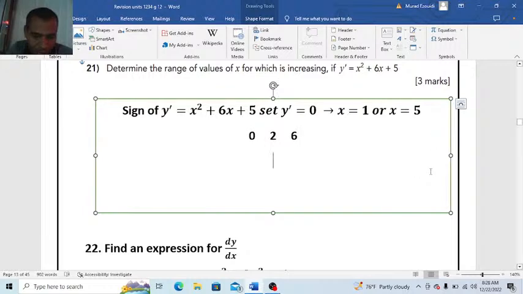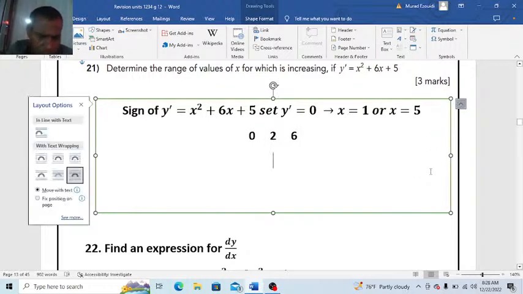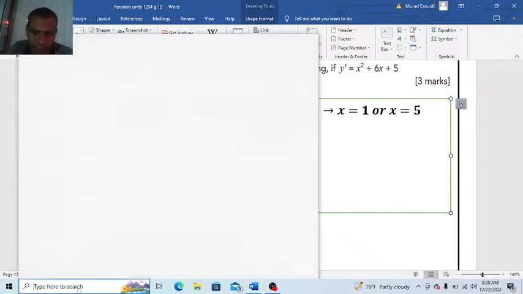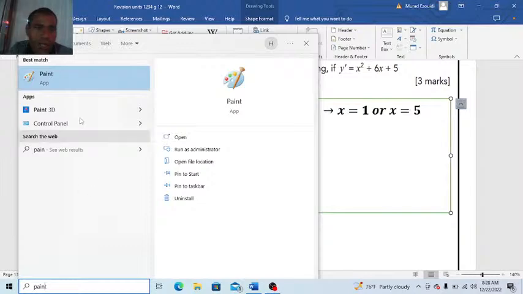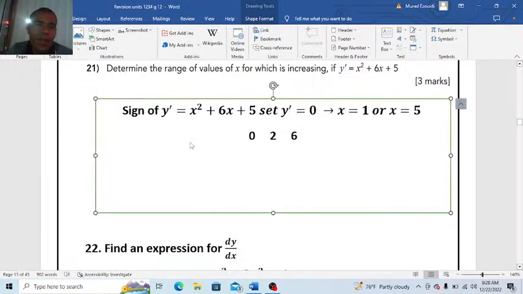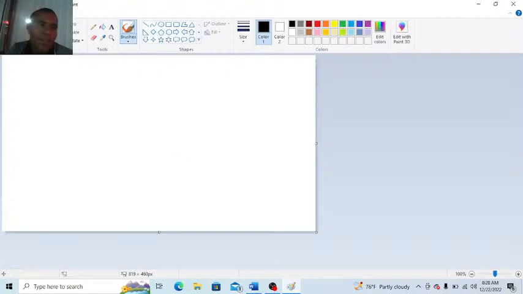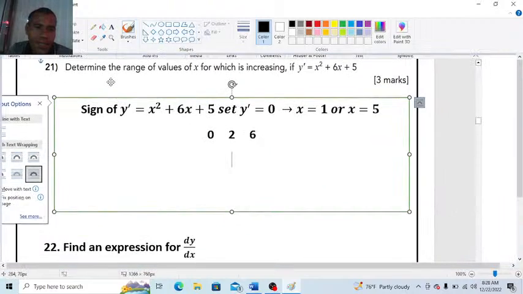Now learners, I will open Paint and paste this one. Yes, this is what I'm looking for. Now learners, okay, now I will make it like that.